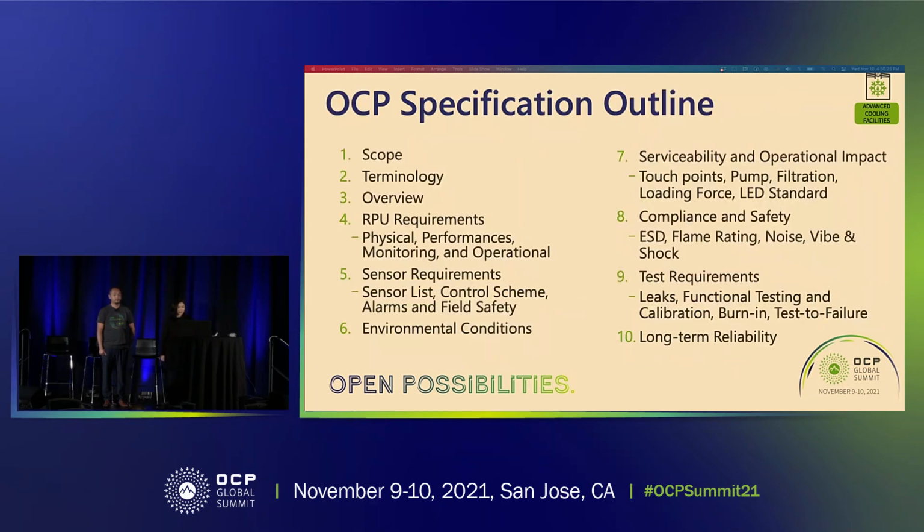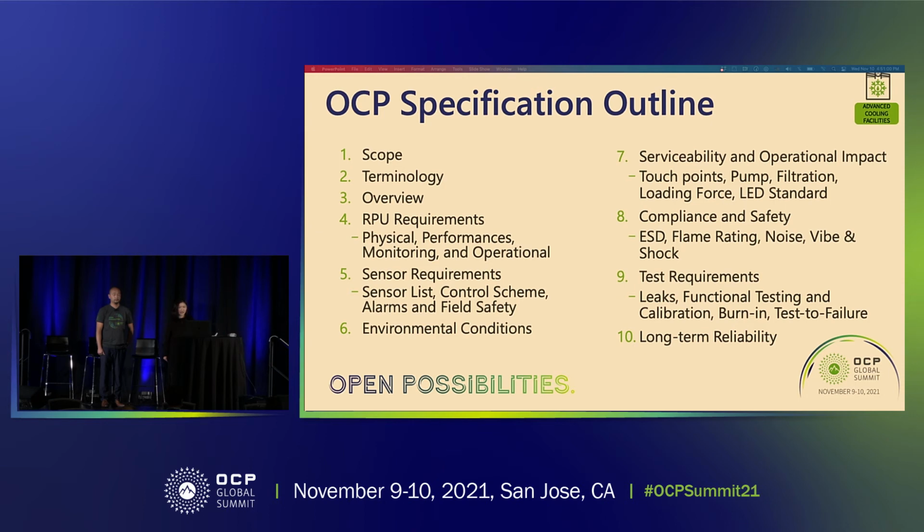So moving to the next, I want to talk a little bit about the OCP specification outline. In total, the specification will have 10 sections. The first 3, scope, terminology, and overview, just set the context and the RPU relationship to the other components within the AALC solution. Next, we will discuss the RPU requirements, which include the physical dimension, the thermal performance target, the monitoring and interfaces, as well as the operational details.